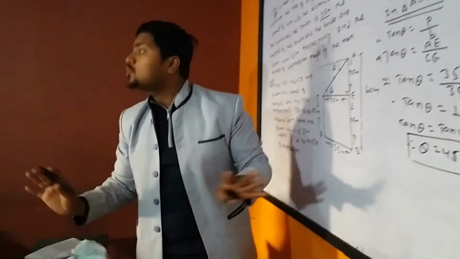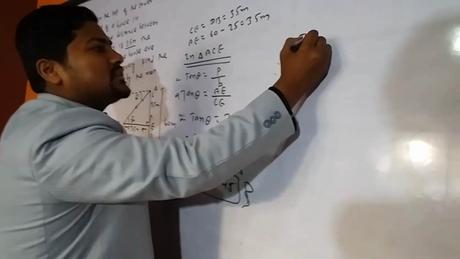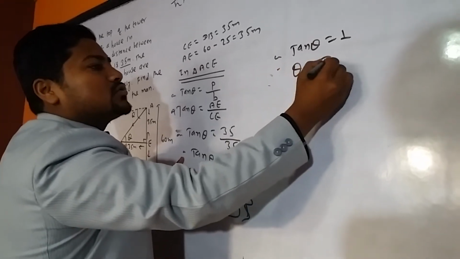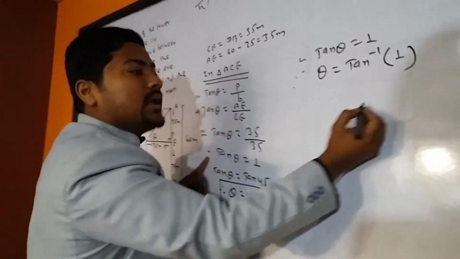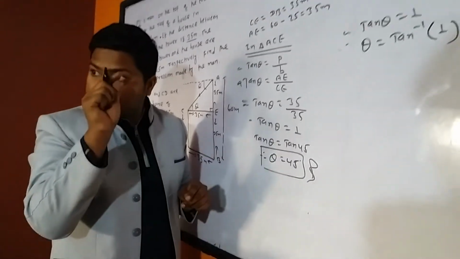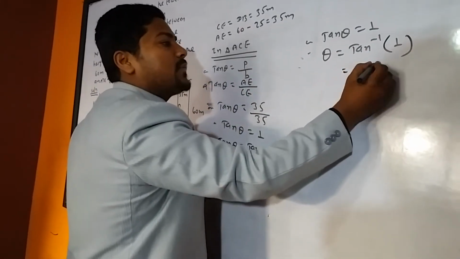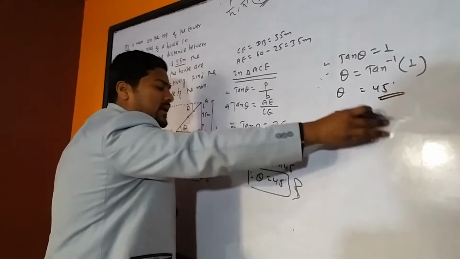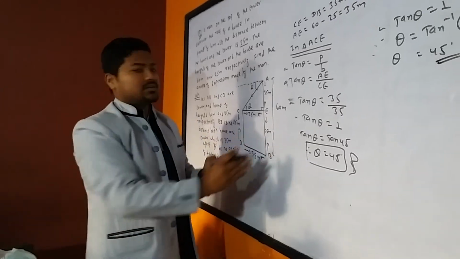But those students who don't know the table, we have the scientific calculator. So here tan theta is equal to 1. Then you can simply write theta is equal to tan inverse 1, right? In the calculator, press shift tan, and then after that press 1, and 45 degree will come. This definitely will come. So with the help of the calculator also we can get it, and if you remember the table, then also we can do it like this.